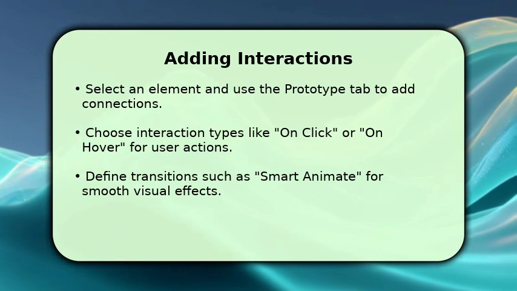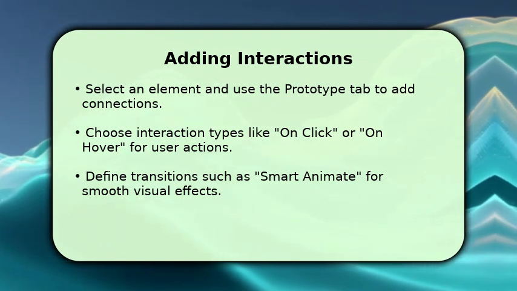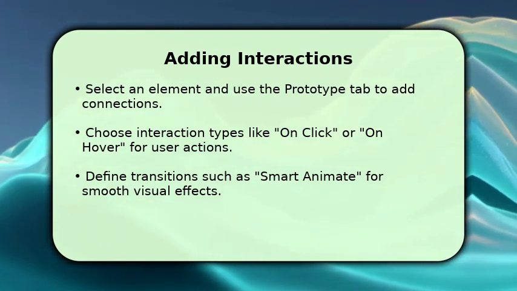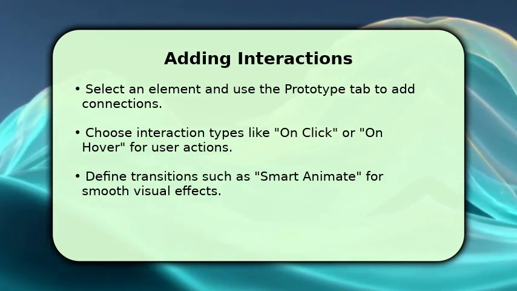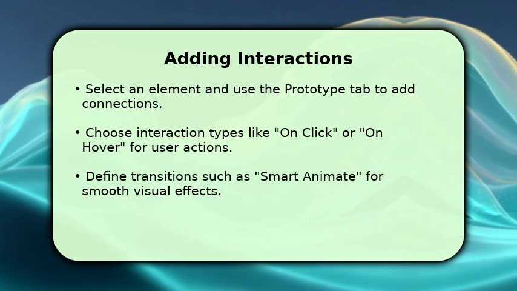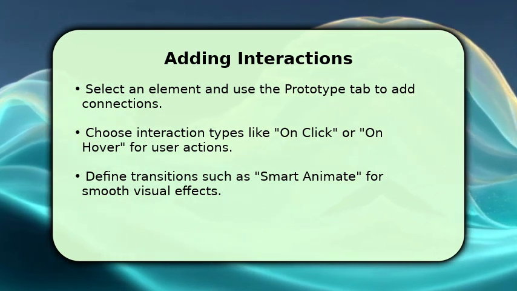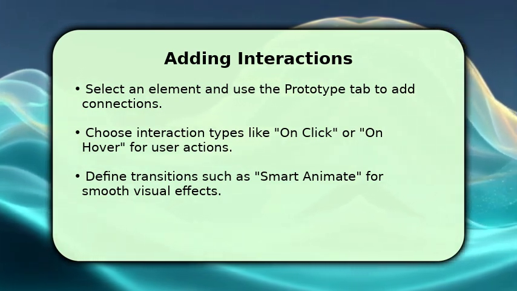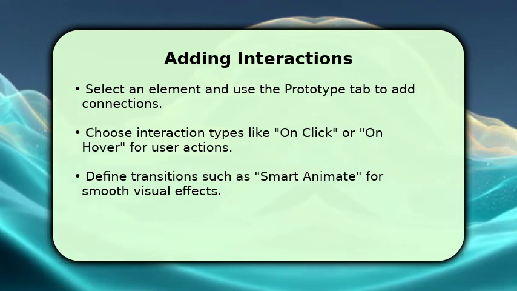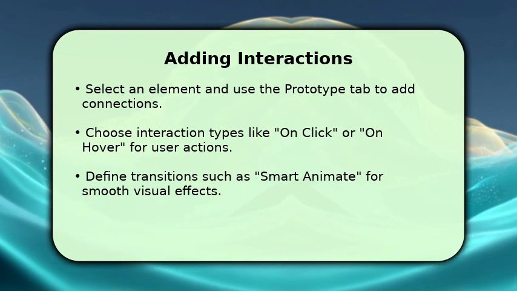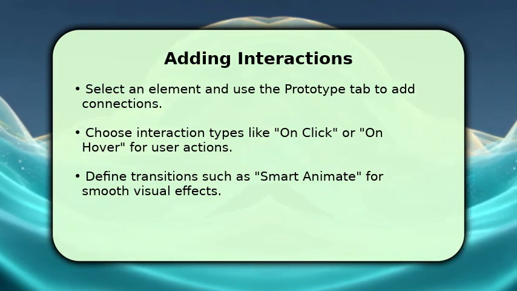Simply select any element you want to be interactive, then navigate to the Prototype tab. Here, you can define how users will interact with it, choosing options like on-click to navigate to a new page or on-hover for a tooltip. Don't forget to select a transition, such as Smart Animate, to create a polished and engaging user experience.